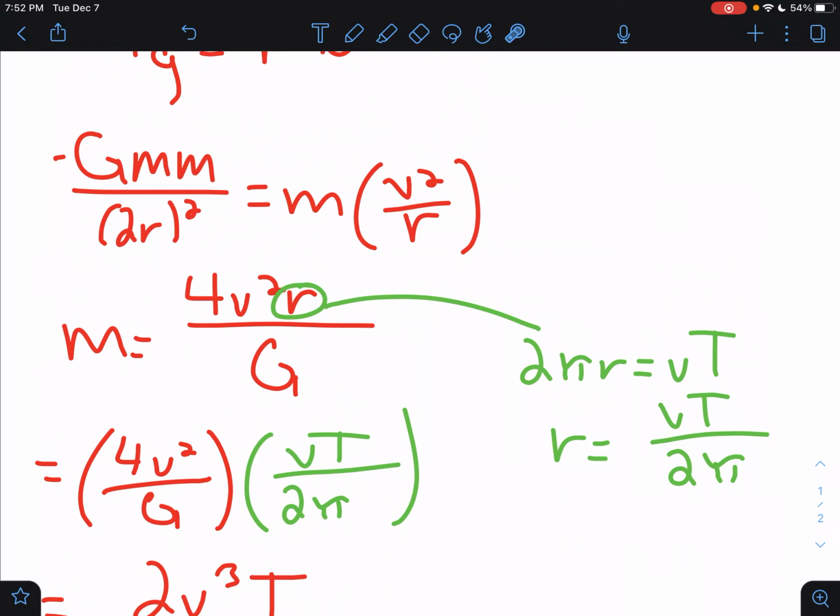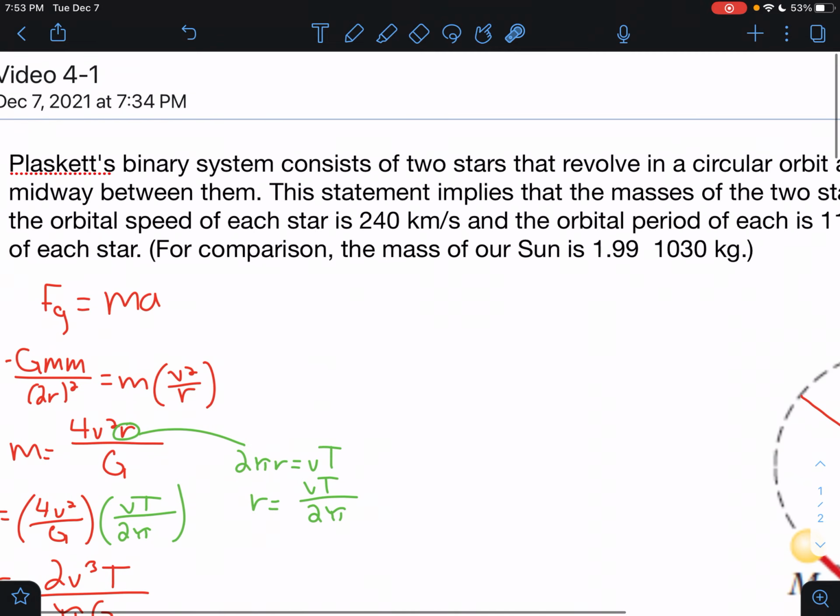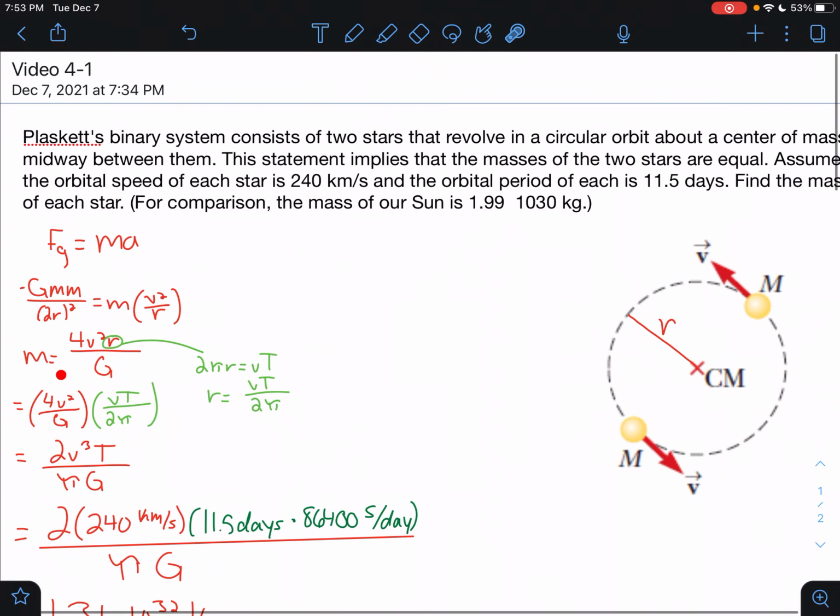So, multiplying things out, moving things around, you get 4v squared r over G, but we have too many variables to solve this. Obviously, G is a constant and v they gave us, but we do not have r. So, they didn't give us r, but they did give us the period, which is that 11 and a half days.